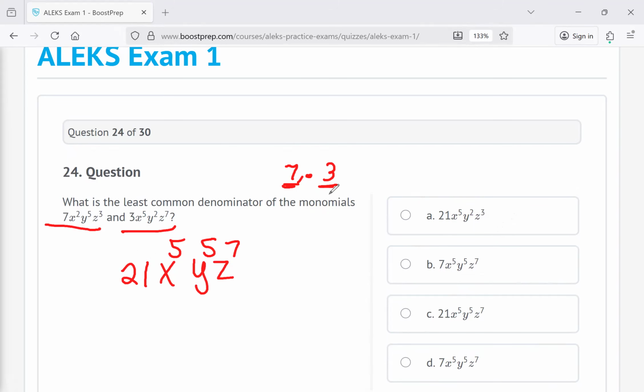Did I miss it? No. Okay, so what is that going to be? I think it's this one. 21 x5 y5 z7.